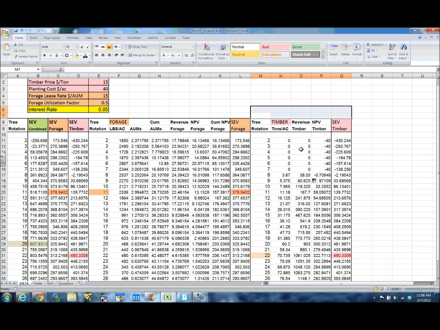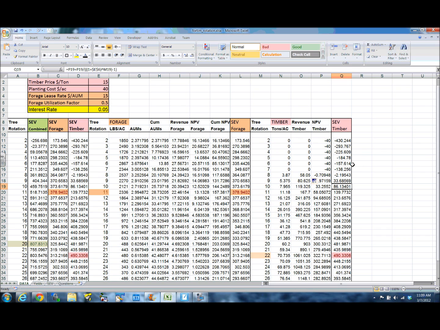We take the yields, we multiply them times the price, which is in E2. So we have $15 a ton as our starting price. We calculate the NPV, and the NPV is the present value of the revenue. So revenue discounted back by however many years we are from the starting point, and we subtract off this planting cost, which is sitting in E3. So this column is the NPV, and we plug the NPVs into Formula 4 to get the SCVs.